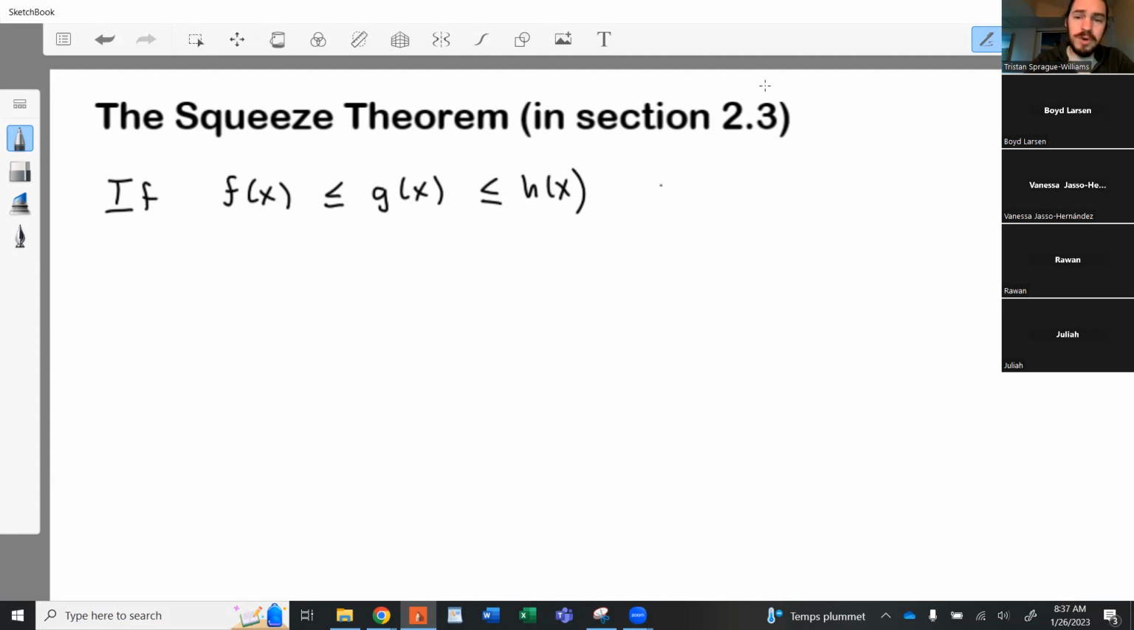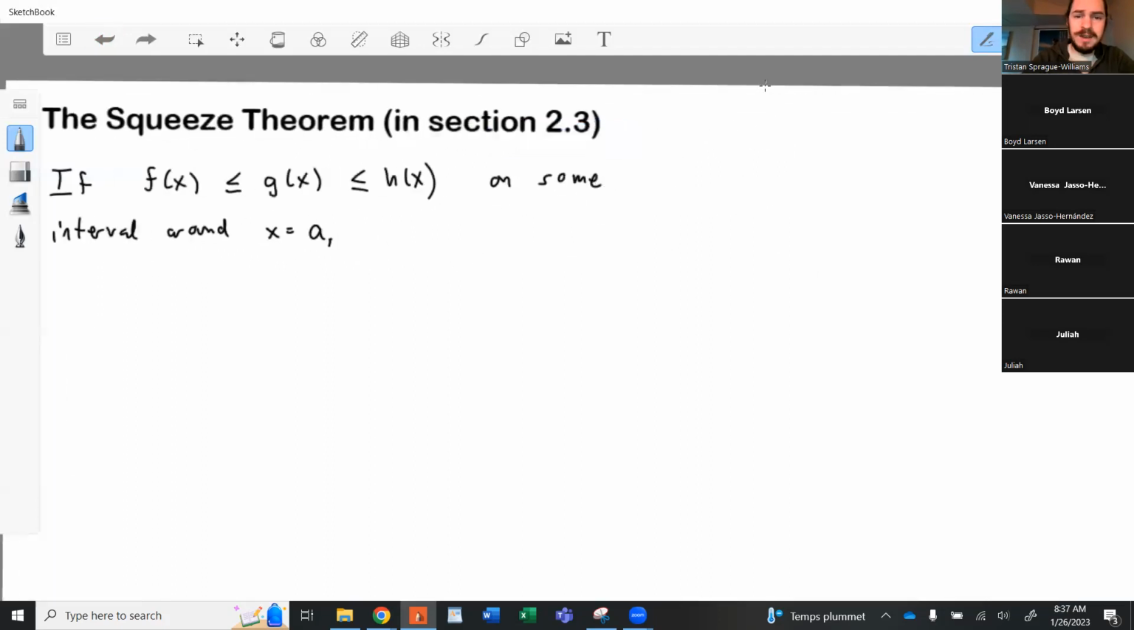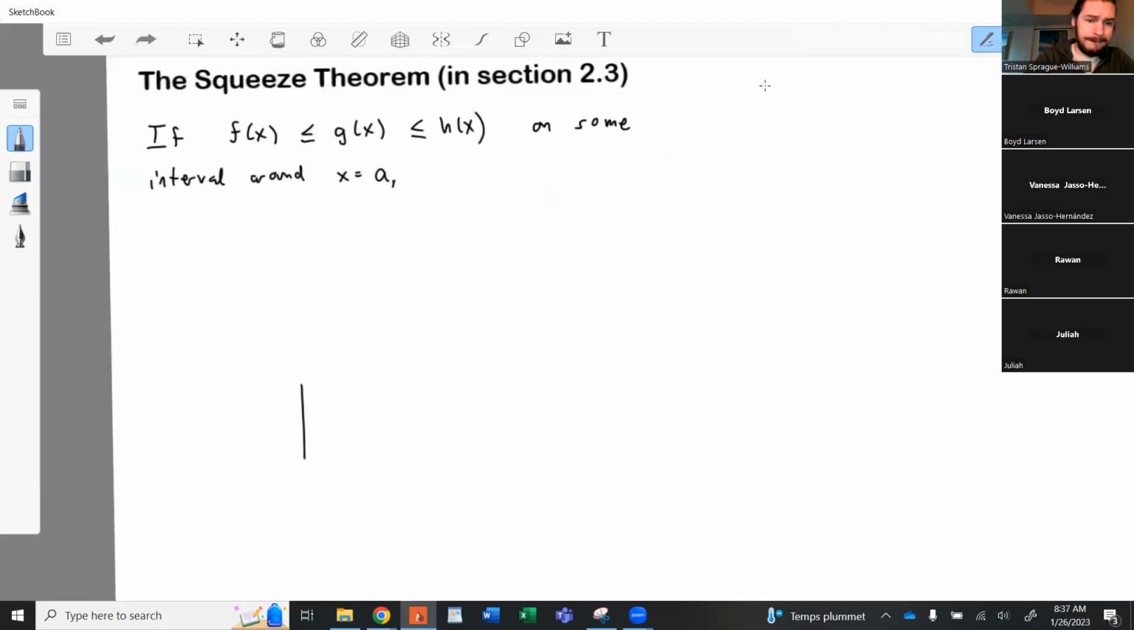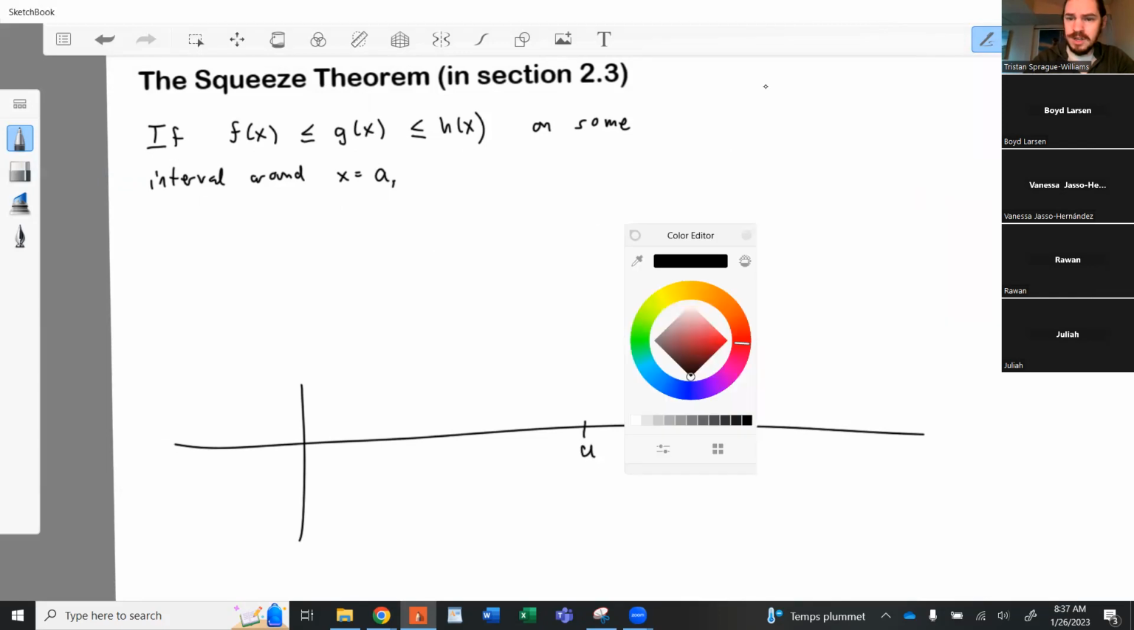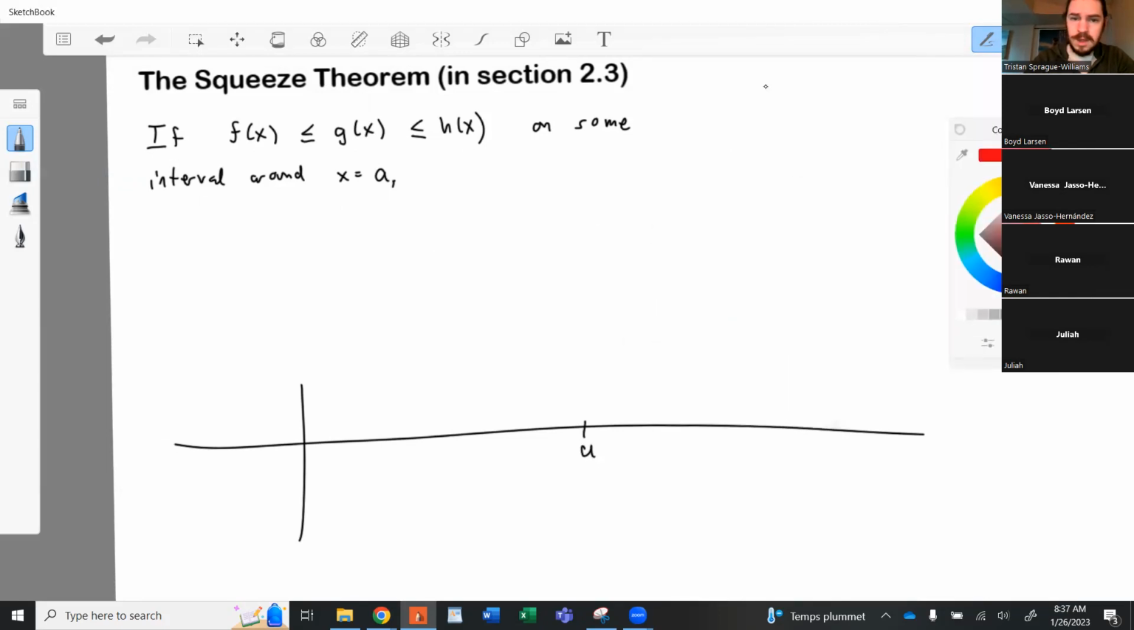And if that is true on some interval around an x value, which we'll call a. So first of all, what does that mean? That just means that here's our x value, a. We're going to have three functions. There's a top one, a middle one, and a bottom one.